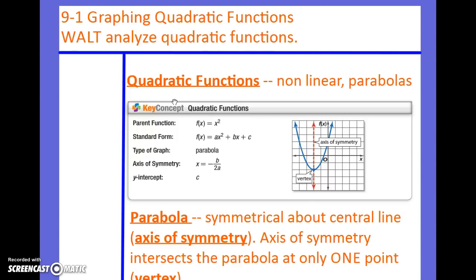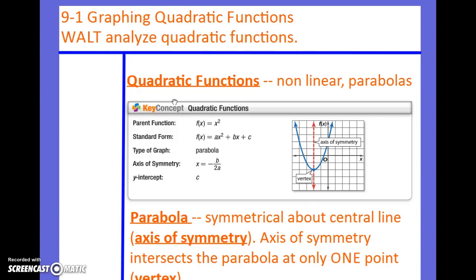So just some little notes here. Quadratic is nonlinear. It creates a parabola, and a parabola is symmetrical about a center line, which is called your axis of symmetry. And once you find your axis of symmetry, it gives you one point of the vertex. It gives you your x point of the vertex, your x coordinate.